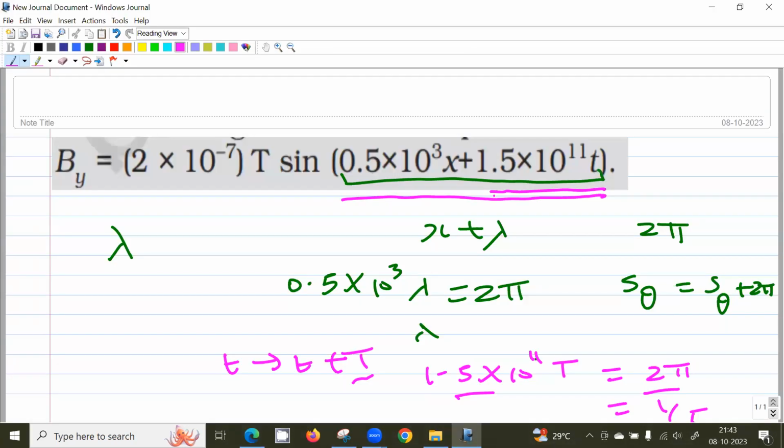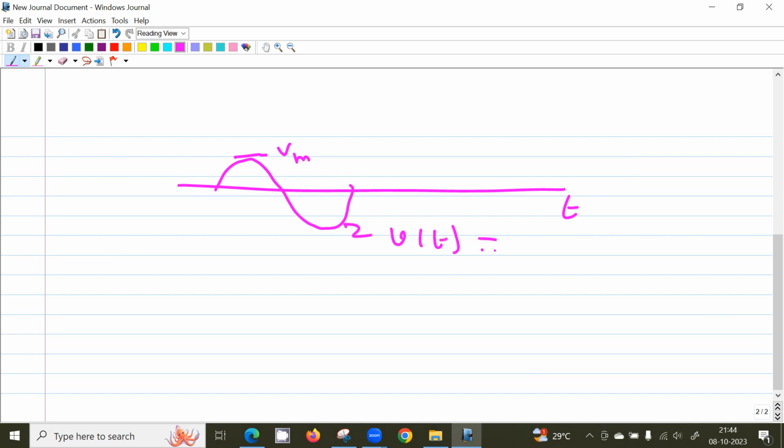RMS value. For a sine wave, this is time, so the sine variation will look something like this. If it is voltage, say Vm, then V as a function of time is Vm sin ωt. RMS means first we have to square it. So Vm squared, first we have to square it. You have to go in the reverse direction. So first we square, and we get sin² ωt.